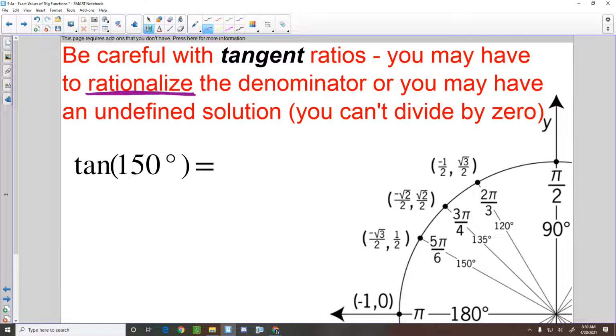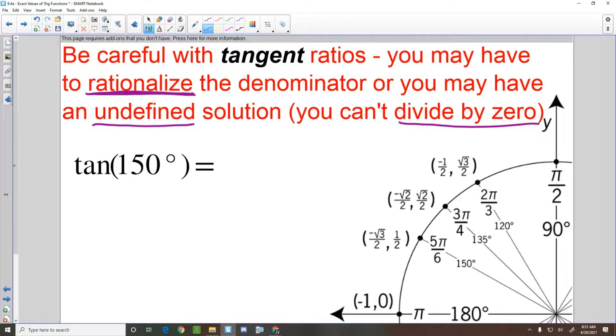Another issue that may occur with tangent that you have to be careful of is you may have an undefined solution whenever you divide by 0. Since some of our coordinates have a 0 for either the x value or the y value, based on how we set up that fraction of dividing those two coordinates, we may get a 0 in the denominator. And if that ever happens, then there would be no defined trig value at that angle. So that happens sometimes. So just be careful with tangent.